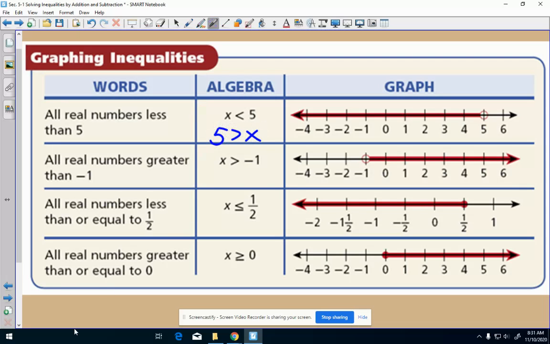Now look, the two are backwards of each other because the variable is written backwards. So if the variable is first, the signs will always match. That is a for sure.